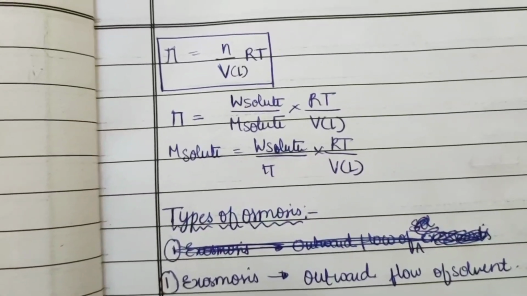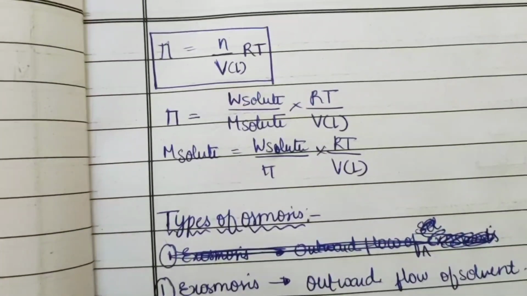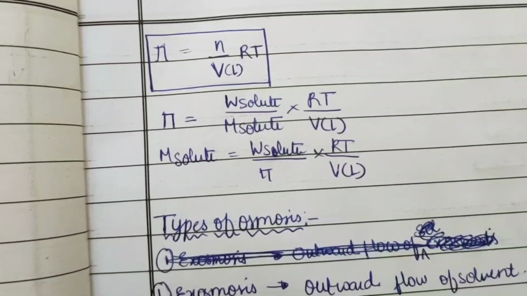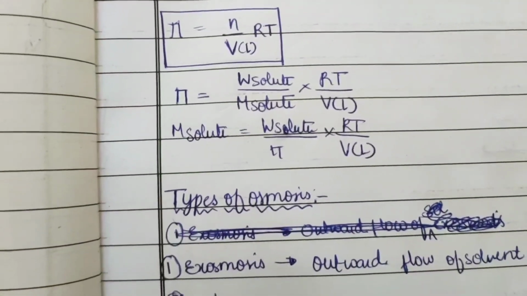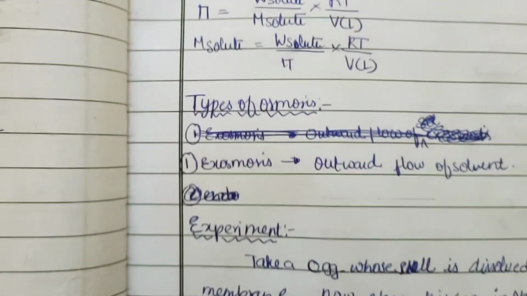We can also write pi equals n by V into RT, where pi equals weight of solute by molecular mass of solute into RT by volume in liters. M solute equals weight of solute by pi into RT by volume in liters.